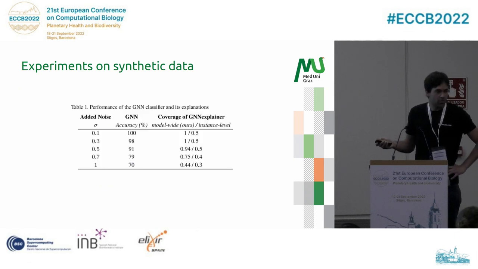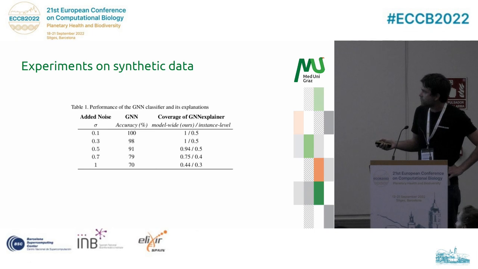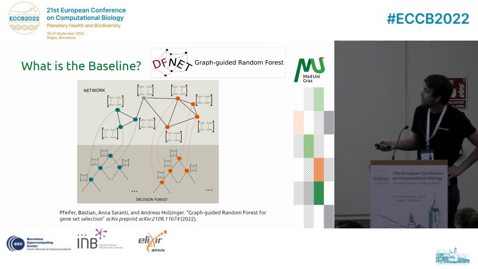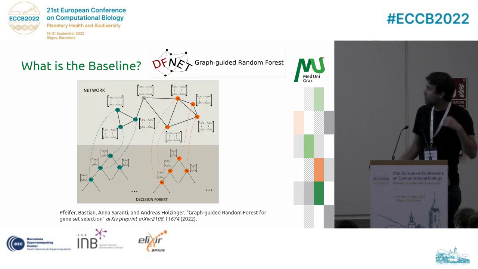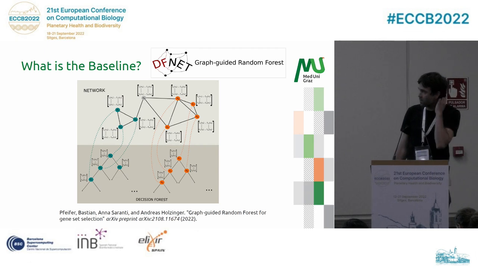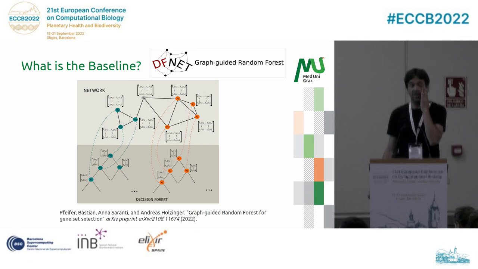Here's just some results. What we see is that our model-wide GNN explainer is more accurate than the original instance-level GNN explainer. So before we go to the application, we had really some problems to find a baseline.